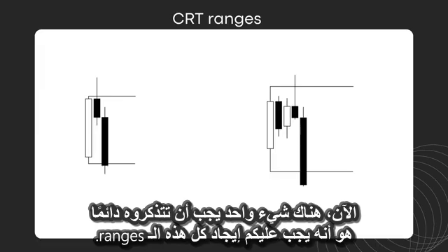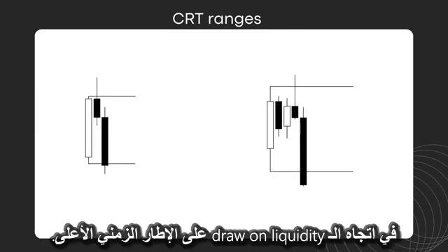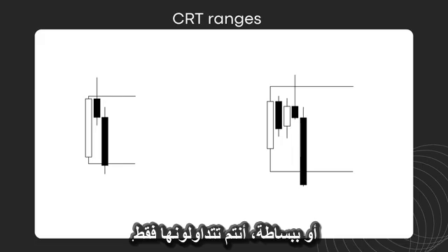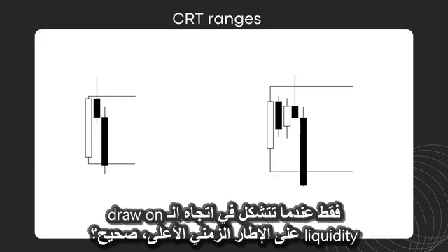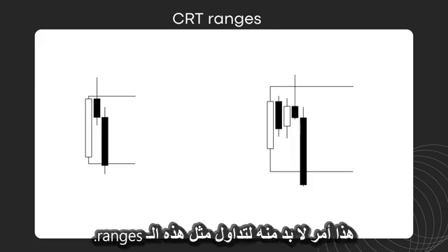Now, one thing you need to always remember is that you must find all of these ranges in the direction of the higher time frame draw on liquidity. Simply put, you trade them only when they are formed in the direction of the higher time frame draw on liquidity, right? This is a must for trading such ranges.